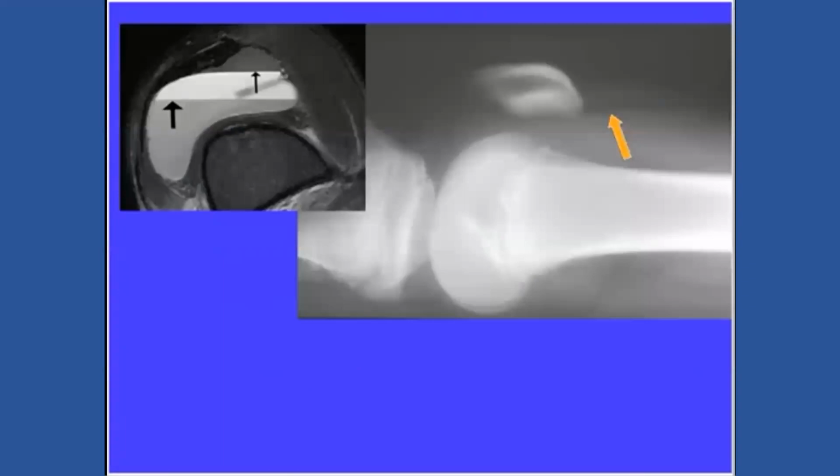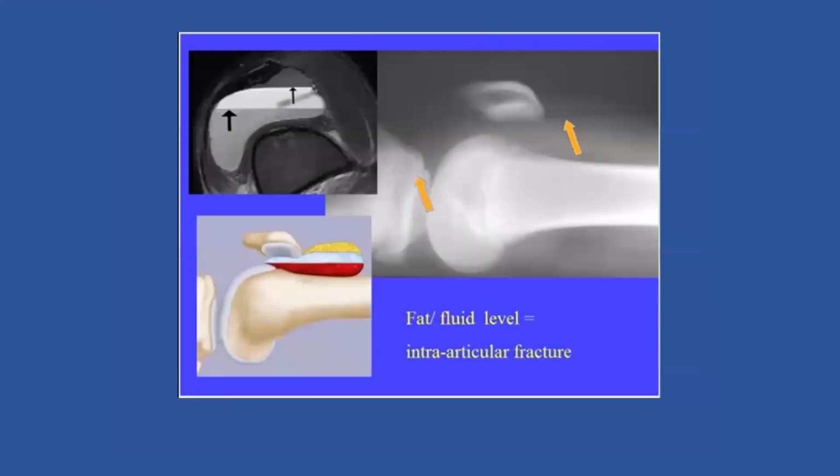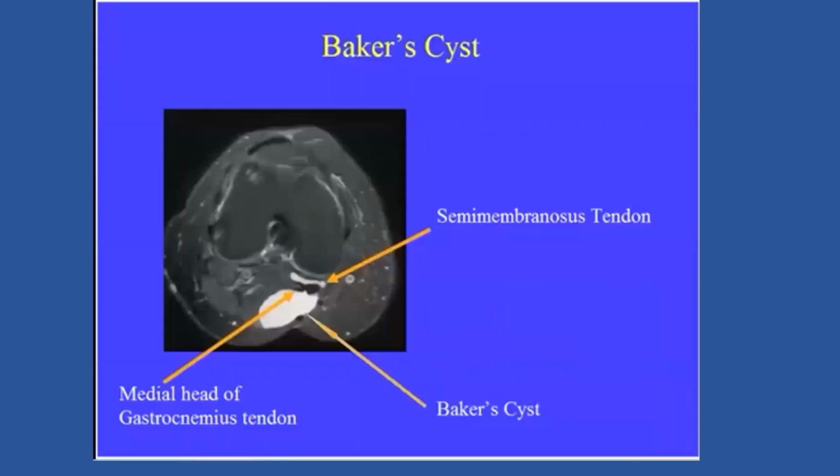Don't forget that you can also have fluid in the knee. What happens is that the fluid pushes the fat forward, and in intra-articular fractures, you see them as globules. This is a Baker's cyst.